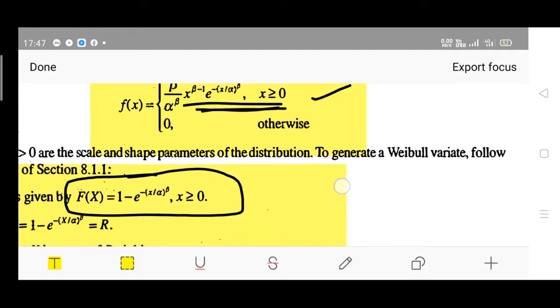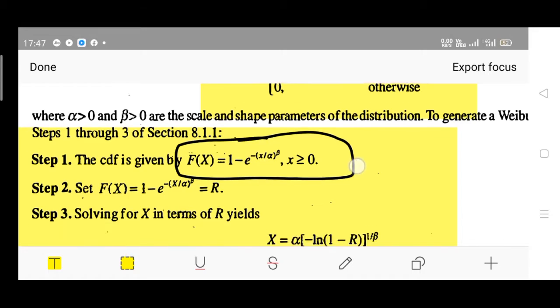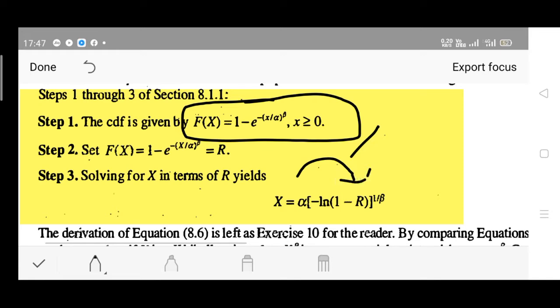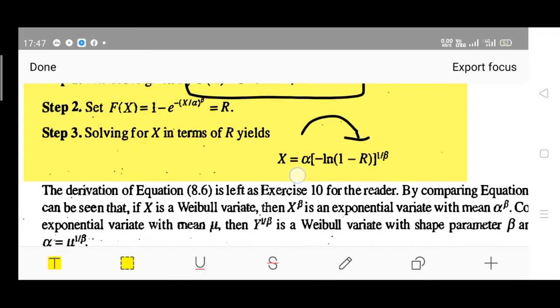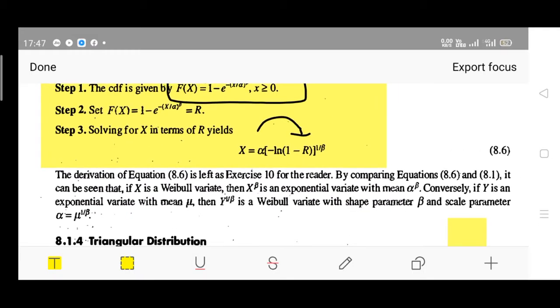Then set the F of x value equal to r, and separate x, that is the variate, capital X. On the left-hand side we keep capital X. Substituting, it becomes alpha times minus log to the base e of (1 minus r), to the power of 1 divided by beta. We'll see examples later. Please remember these equations, because they are as per the thesis.